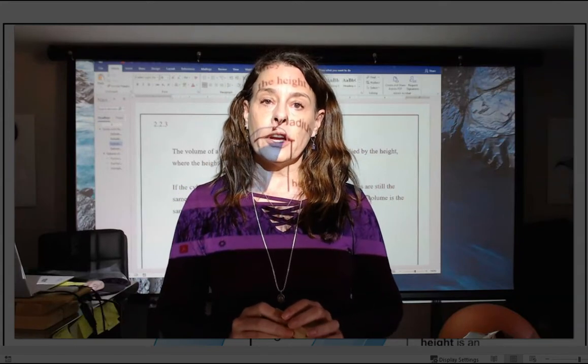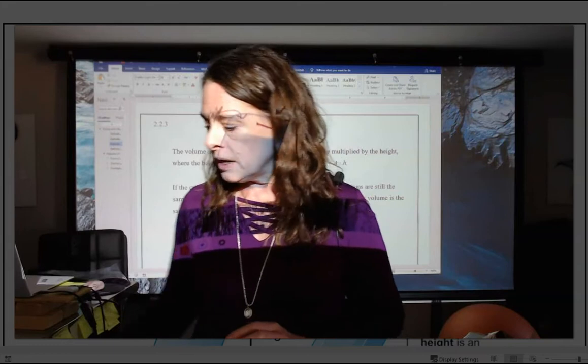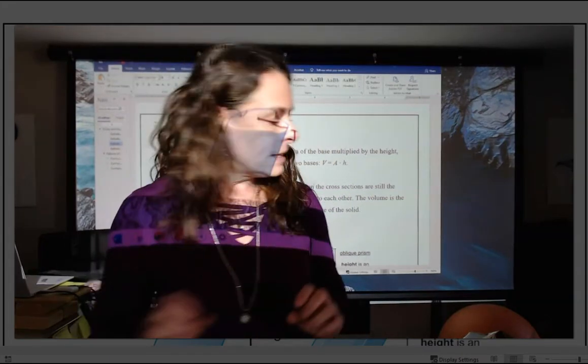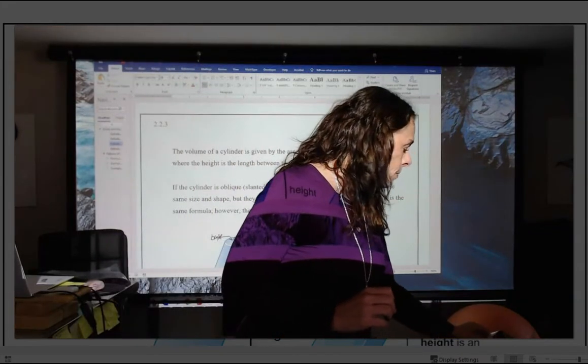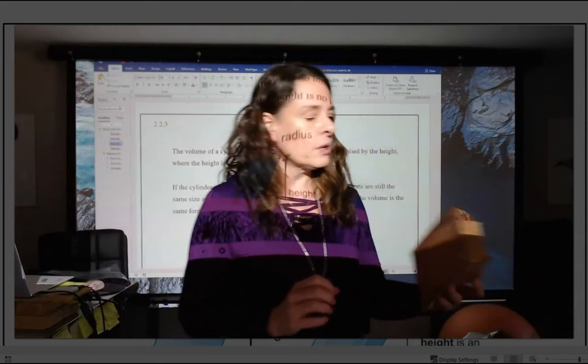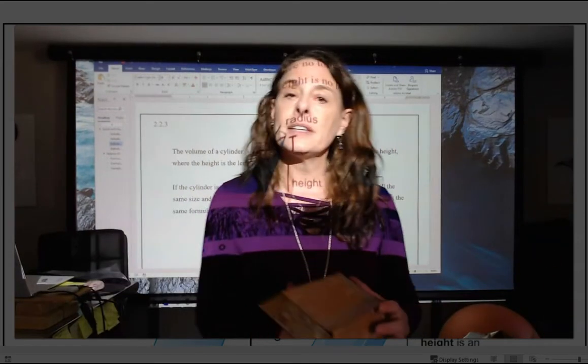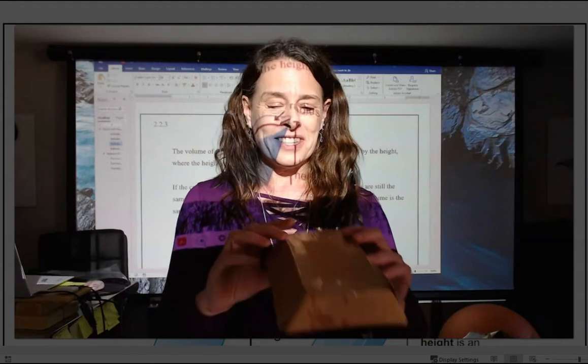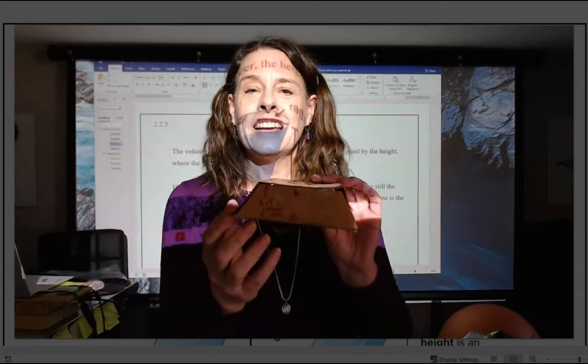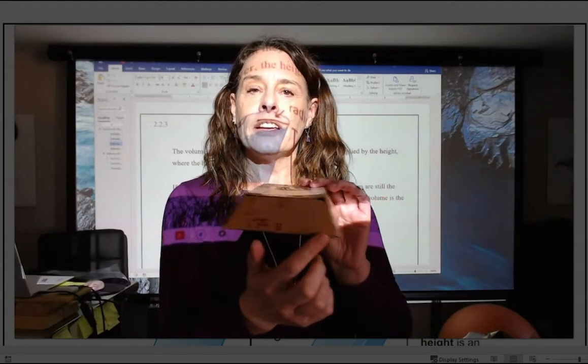Let's now take a look at what a pyramid would be. A pyramid is slightly different. Now, I do have one more example of a cylinder, and this one is based on a trapezoid. So let's do one more cylinder before we do pyramids. So this one right here is a trapezoid.